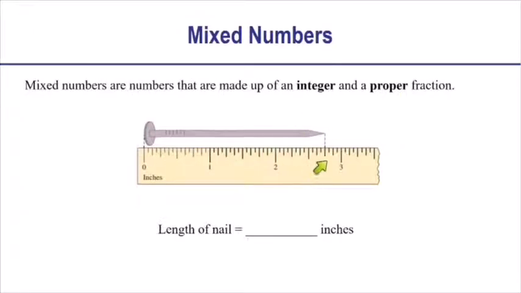For example, this nail, let's see, it's 2 whole inches long, but it doesn't go all the way to the 3rd inch. So let's figure out what fraction this is. This longest bar represents the 1/2 mark. So these second longest marks represent the 1/4 marks. So this is 1/4, then this is 2/4 or 1/2, and this is 3/4. So this nail is 2 3/4 inches long.